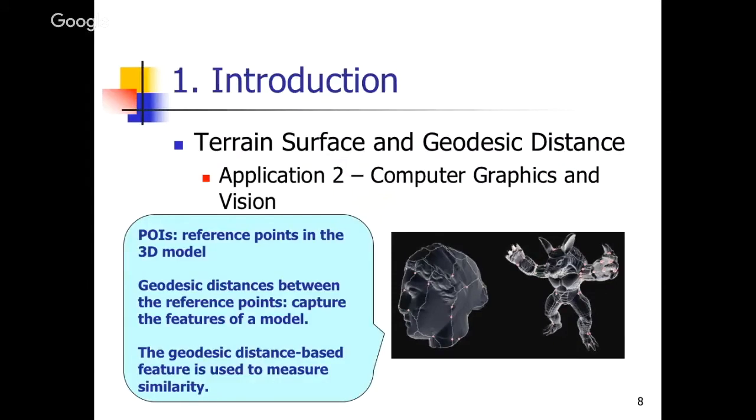The second application is computer graphics and vision. In this application, each 3D model has some reference points, in other words, points of interest. The geodesic distance between the reference points captures the features of a 3D model. And the geodesic distance-based feature is used to measure the similarity between 2 3D models.